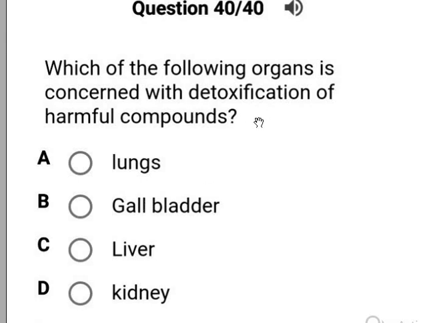So here we come to the end of the problems for Biology 2021.